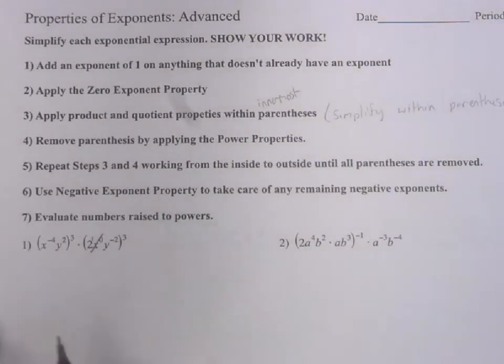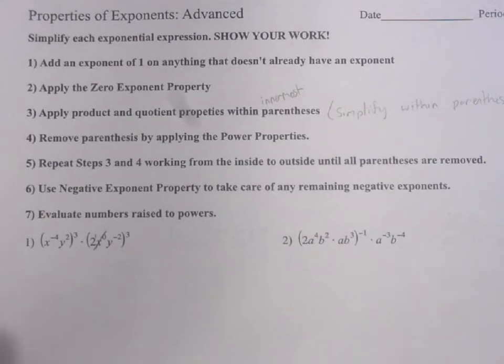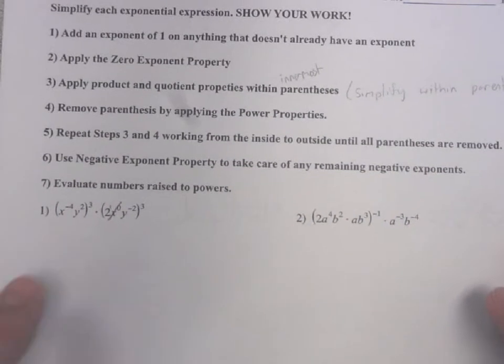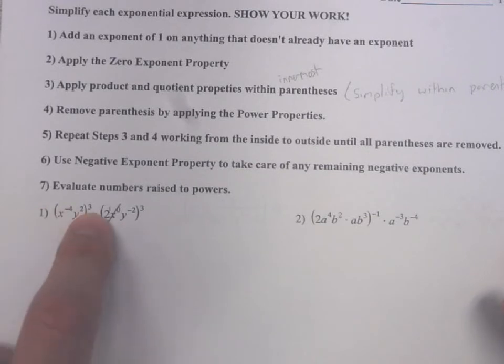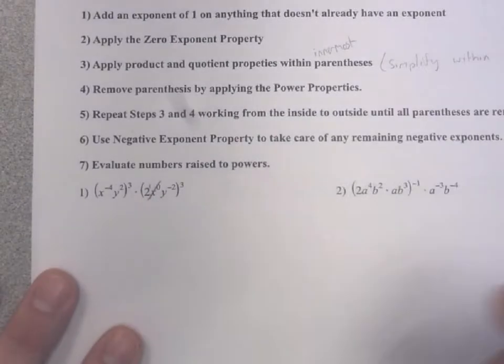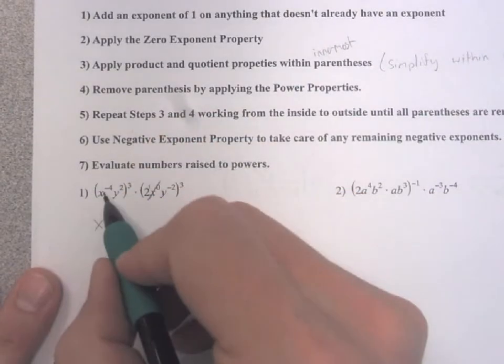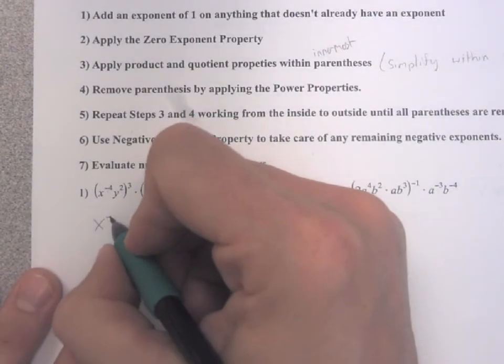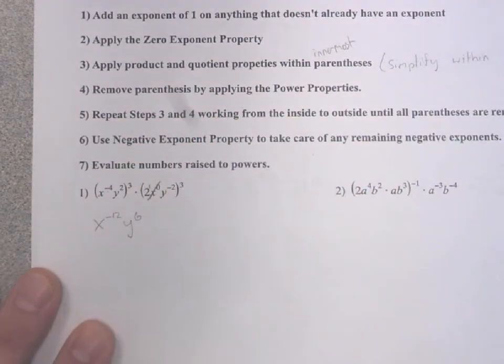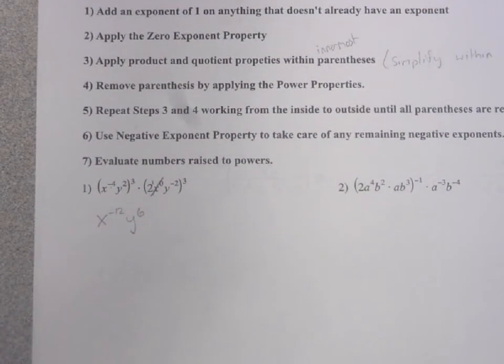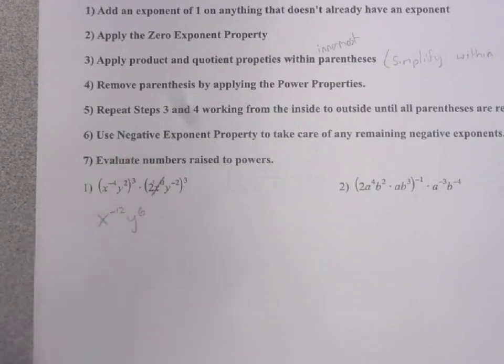So now we're going to apply the power properties. There's the regular power property, there's the power of a product and power of a quotient. They all kind of work together, and this is where we multiply the exponents. So anything that's inside the parentheses, we're going to multiply the exponent by that 3, and then we're going to do the same thing over here. So we're going to have x to the negative 4 times 3, y to the 2 times 3. Okay, so that's how we get those numbers. Negative 4 times 3 is negative 12, and 2 times 3 is 6.